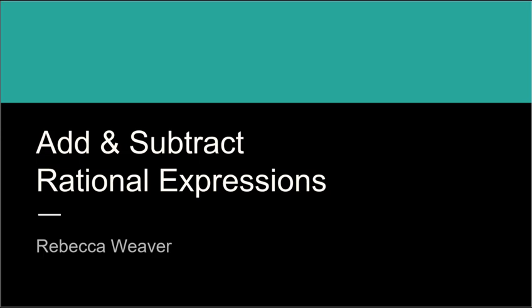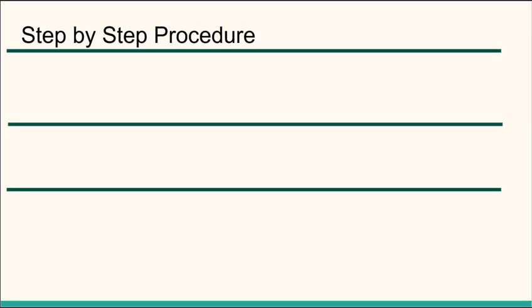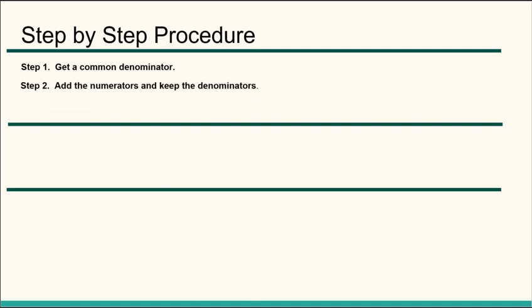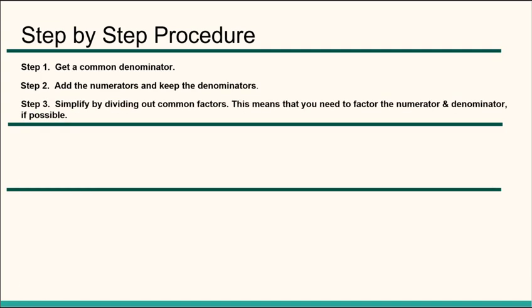I'm going to be looking at adding and subtracting rational expressions today. So what do we do? First thing you have to do if you have a rational expression, be sure you have a common denominator if you're going to add. Step 2, add the numerators, keep the denominators. Step 3, simplify by dividing out the common factors.